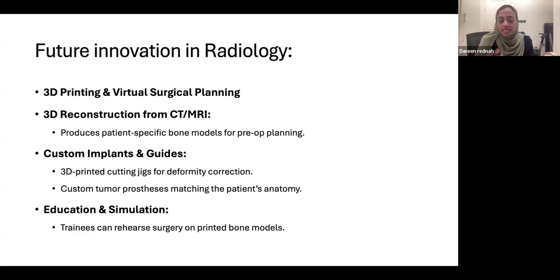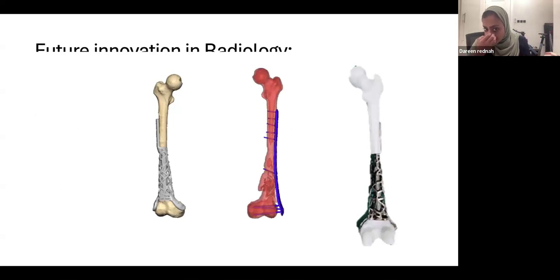We send it to Germany and they bring us an implant based on the normal femur. So the patient will have the same measure of the normal femur on the other side. It's only based on the CT and MRI done for the patient, and they custom the jigs and the implant, and trainees can rehearse surgery on printed bone models. This is an example of 3D printing. This is the fracture, this is the proposed model, and this is the implant.